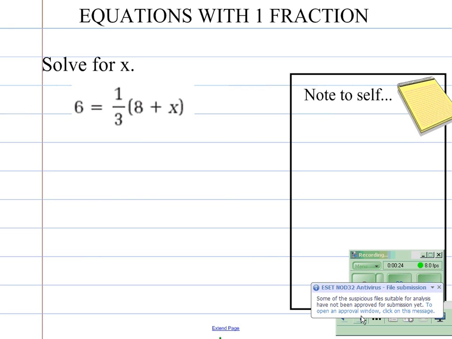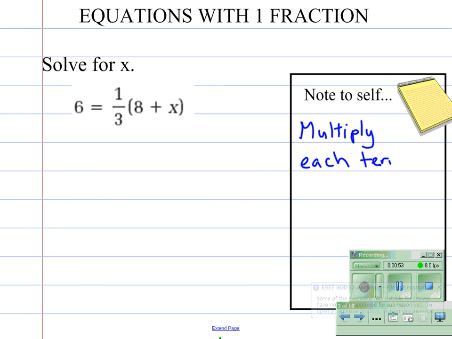denominator. So what you need to do, because fractions may be difficult to work with and we need to get rid of them so that we can work on solving for x and moving everything else to the other side, like we've been talking about, you need to multiply everything by the denominator. So note to self, multiply each term by the denominator.